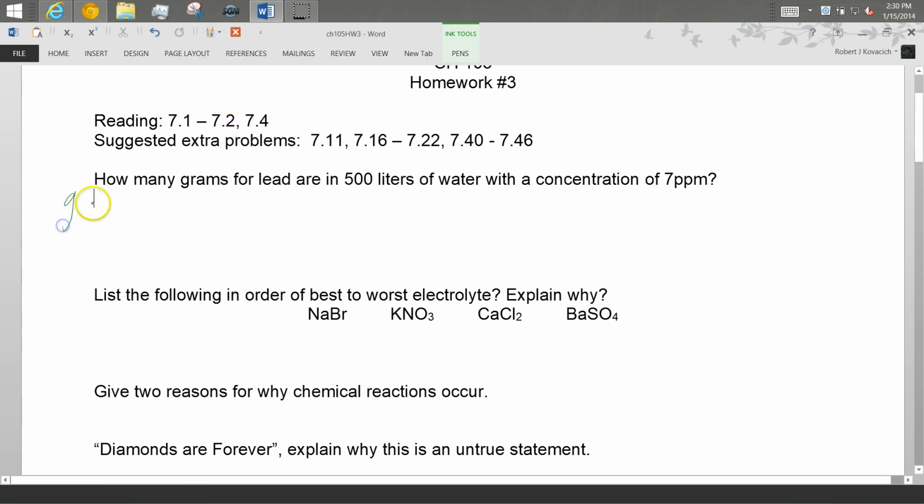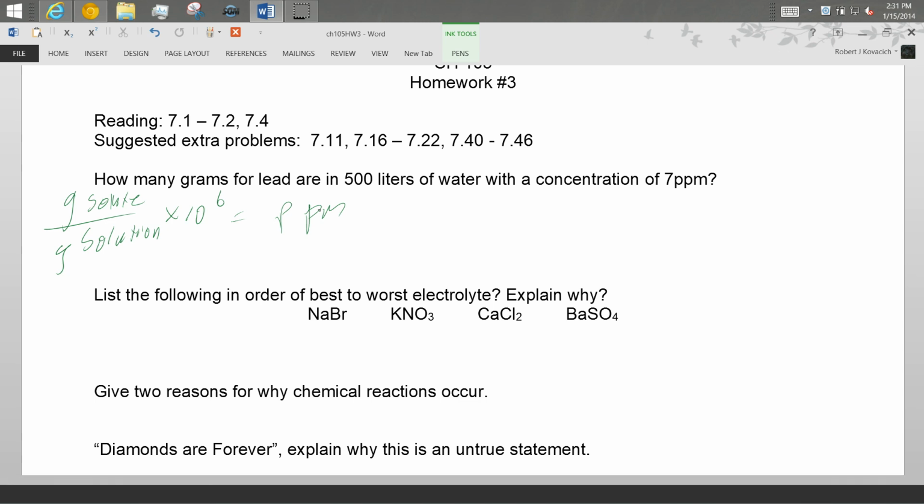So we need grams solute over grams solution times 10 to the sixth, and that equals our parts per million. So we have parts per million, and we've got the volume of the solution. Can we figure out what the mass of the solution is? What's the mass of 500 liters of water?